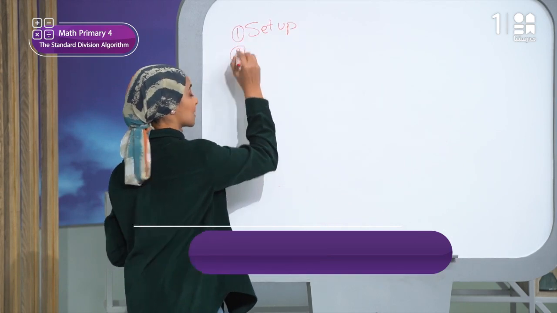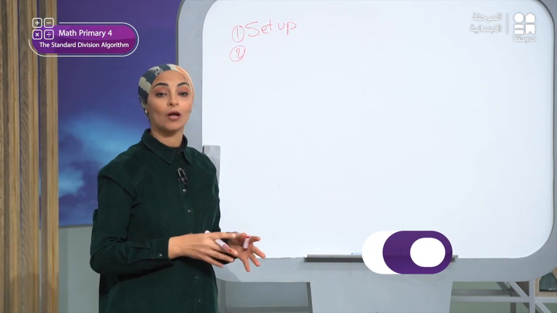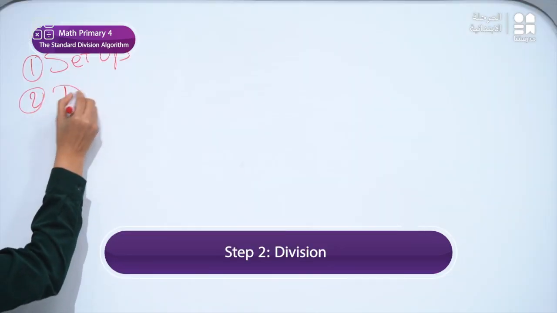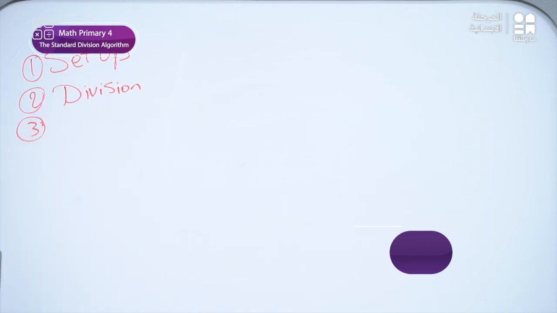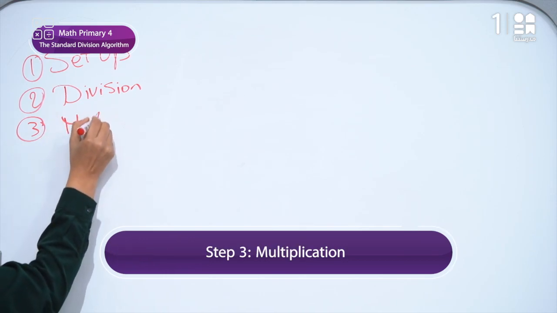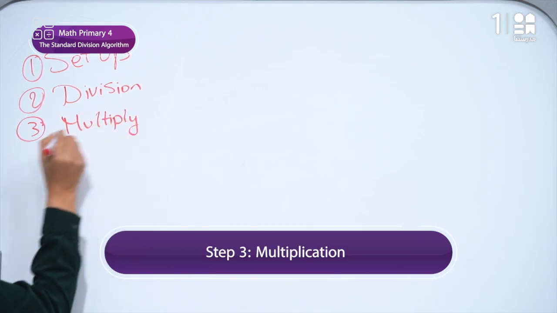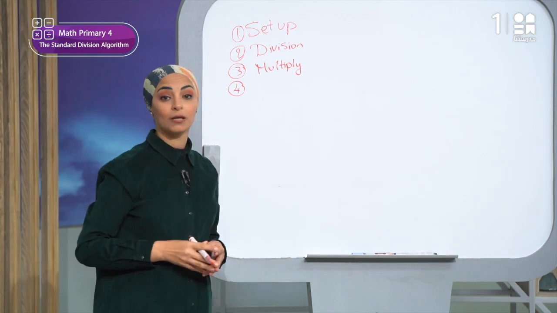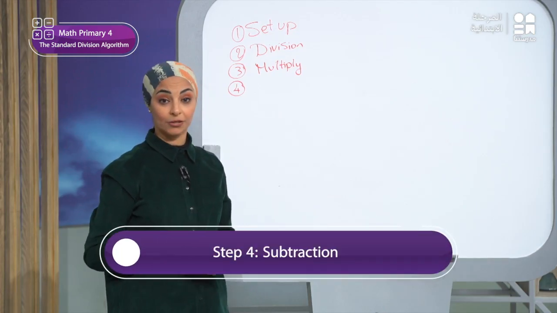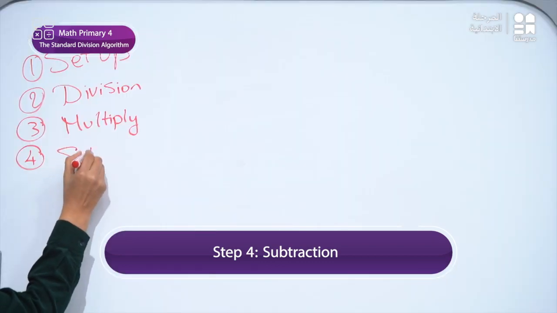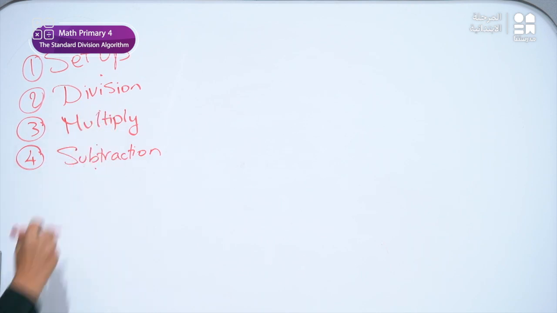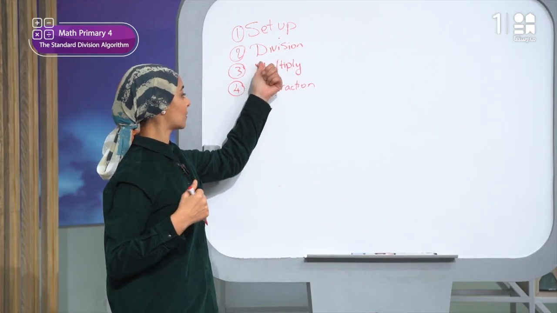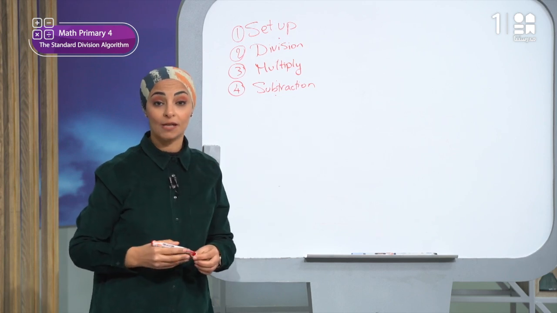Okay, what about step number 2? Step number 2, I will make division. So I will write here step number 2 is division. What about step number 3? Step number 3, I will multiply, or multiplication. Okay, then what about step number 4? Step number 4 is subtraction. Let's pay attention: in these steps I must do it in order. I must first set up, then divide, then multiply, then subtract.